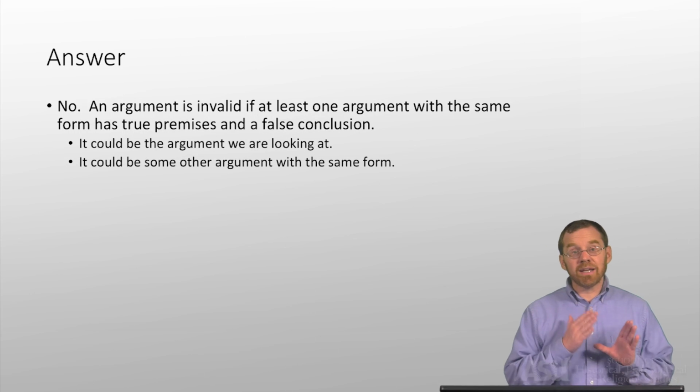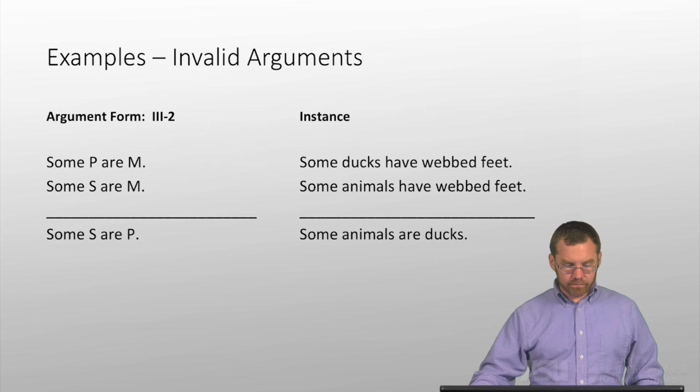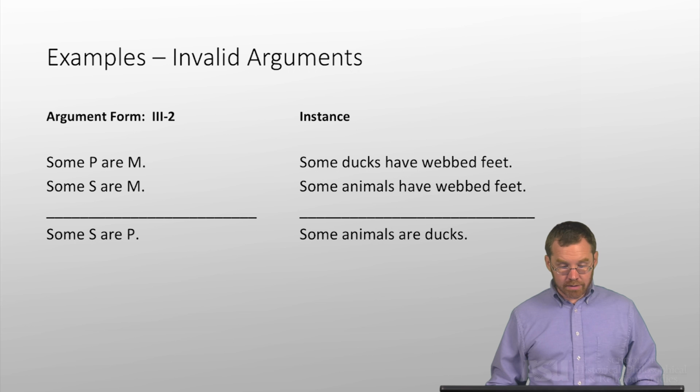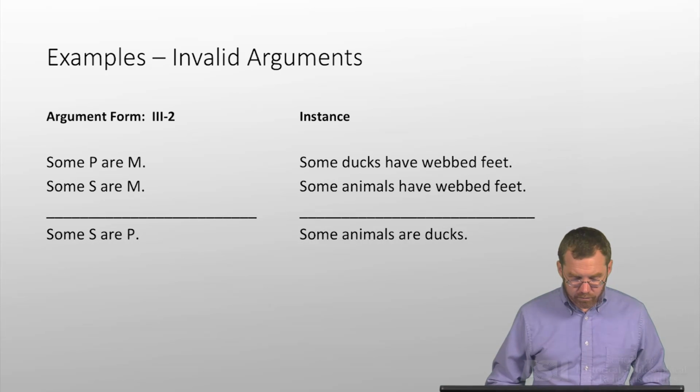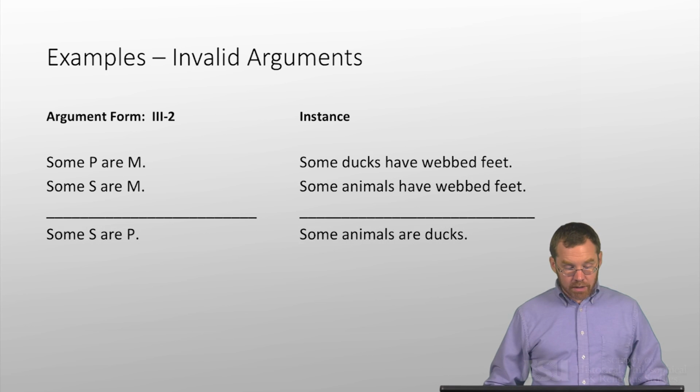It could be that argument itself, but it could be some other argument with the same form. So let me give you an example. Here are some examples involving invalid arguments. Let's go back to one of our examples from III-2. As we said, that is an invalid argument form.